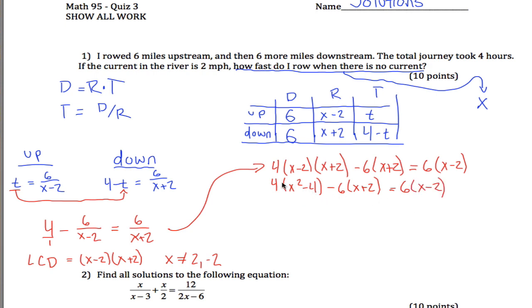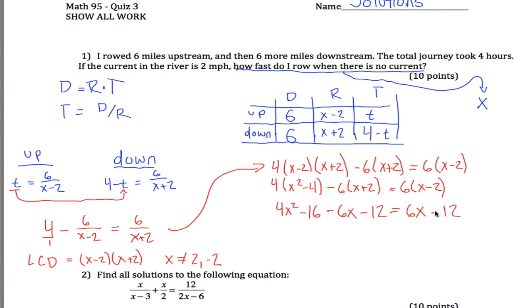And now we can get rid of the rest of the parentheses by distributing each of these three terms in. So 4 times x squared is 4x squared. 4 times negative 4 is negative 16. Negative 6 times x is negative 6x. Negative 6 times positive 2 is negative 12. 6 times x is 6x. 6 times negative 2 is negative 12.